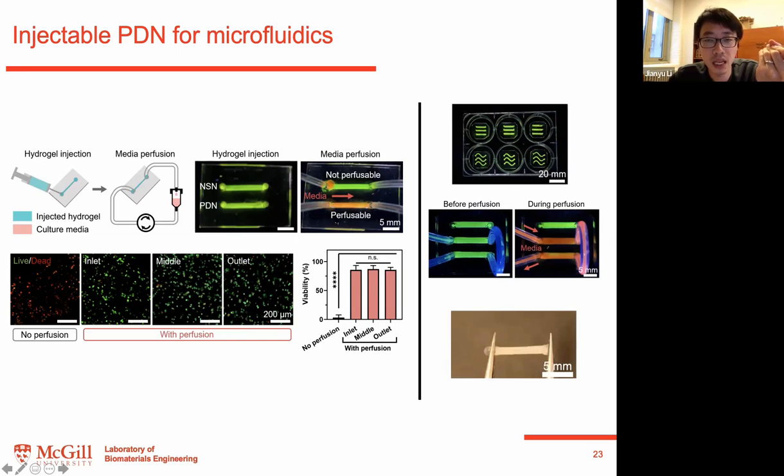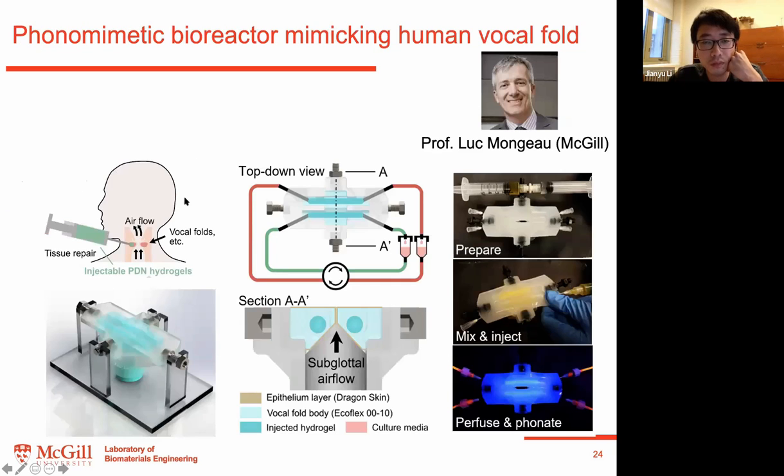And that will enable the viability of those cells throughout this whole channel. So here this channel is around 10 millimeters in size. And this material and system can be easily injected into multiple channels. And since the permeability is so high, we can even connect multiple channels together to enable a larger perfusion system.